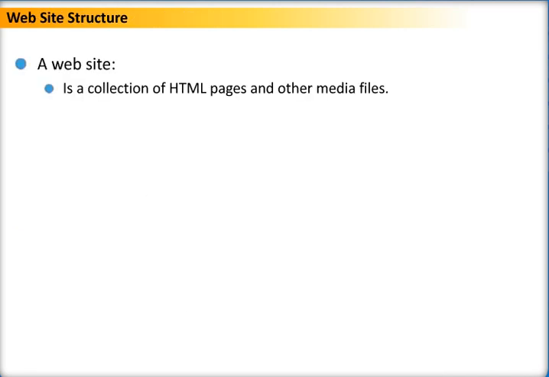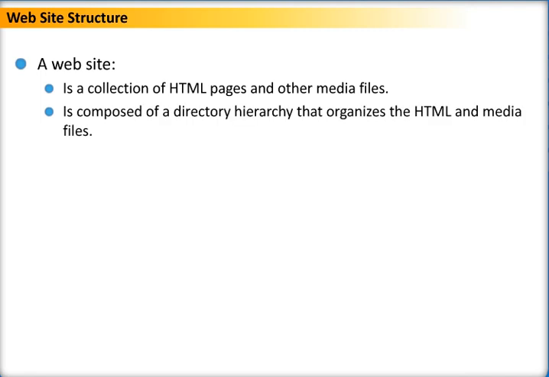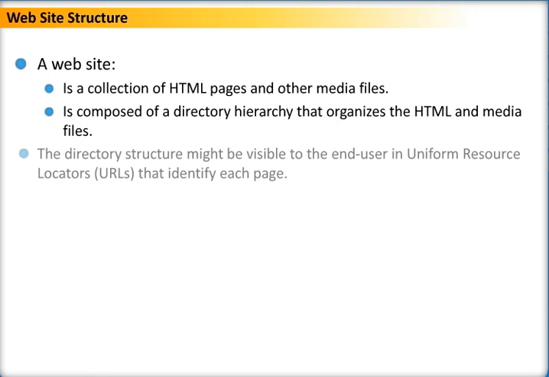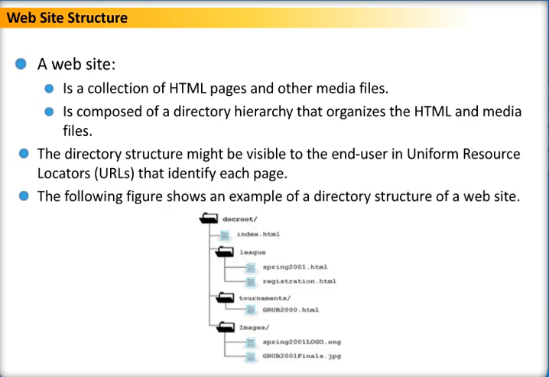A website is a collection of HTML pages and other media files that contains all the content that is visible to the user on a given web server. These files are stored on the server and might include a complex directory hierarchy. Internally, the website is composed of that directory hierarchy. This structure might be visible to the end user in uniform resource locators, URLs, that identify each page. The displayed figure shows a directory structure of a website.